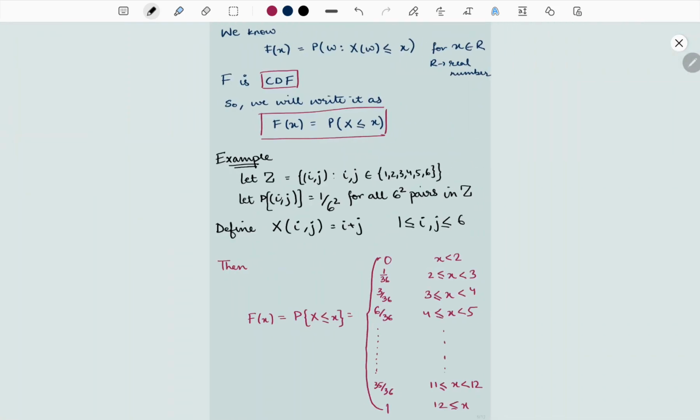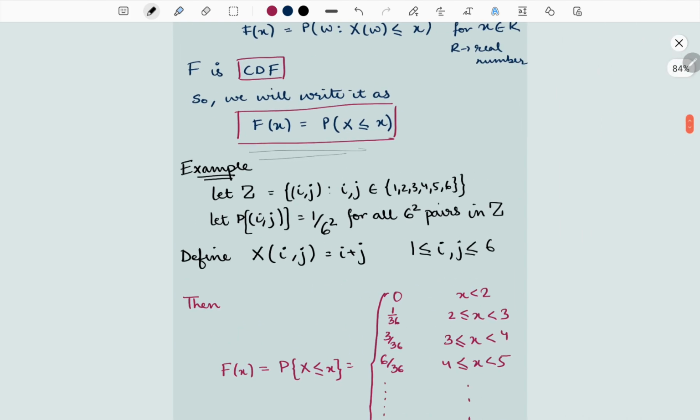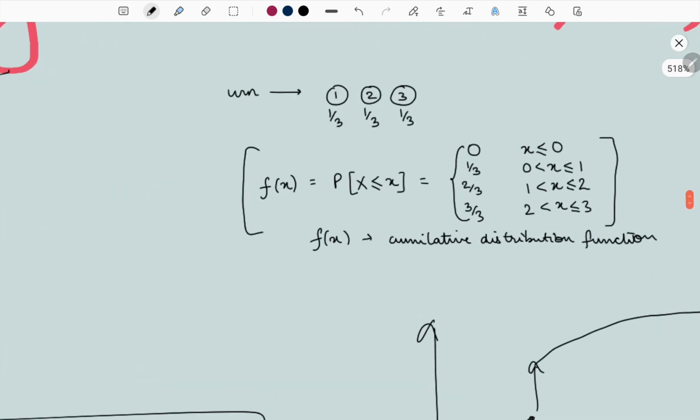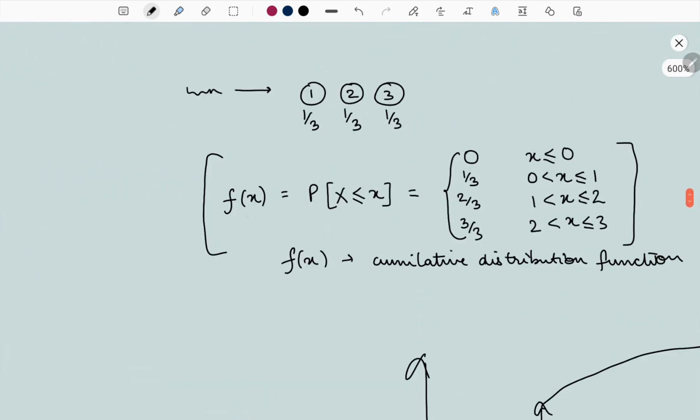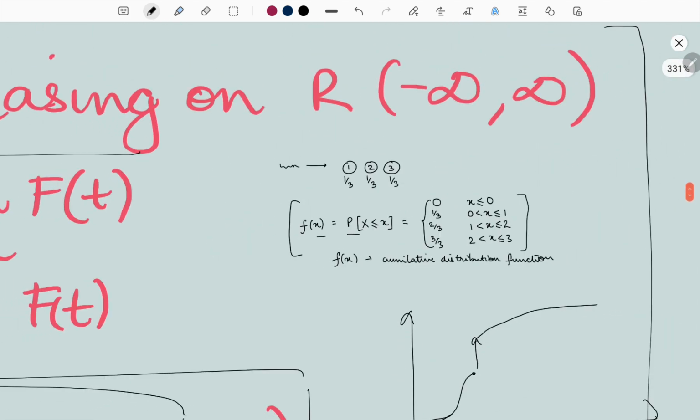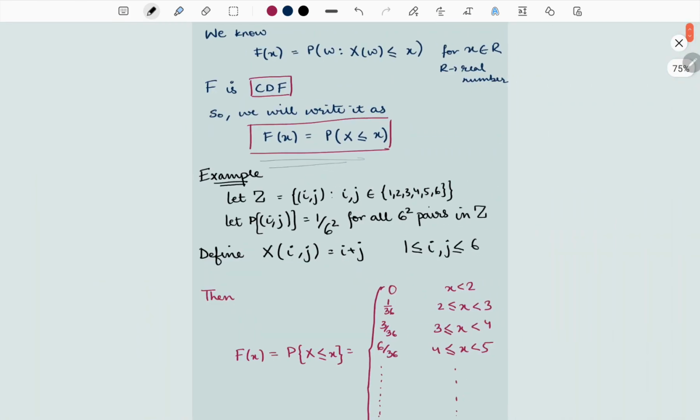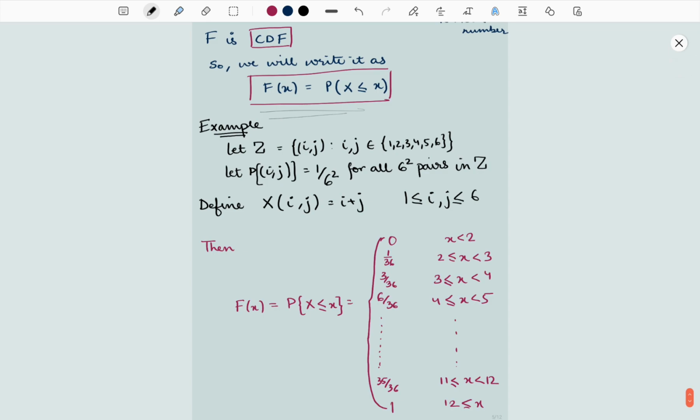Here we can come to how to write a CDF. We write the CDF in this form: f of x equals P of X less than or equal to the outcome. So here, as I have written, f of x equals P of X less than or equal to x.